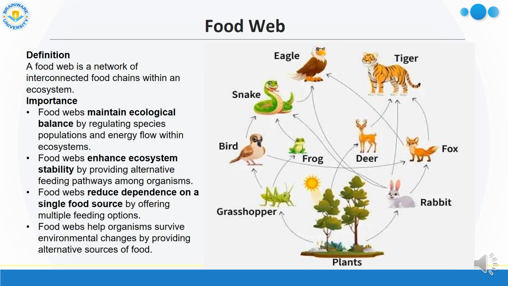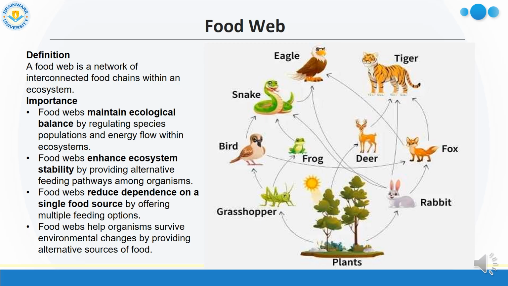Now what is the importance of food chain? Number one, importance of food chain or food web. Number one, food webs maintain ecological balance by regulating species populations and energy flow within the ecosystem. In this picture, you can see the food web. So, food web consists of a large number of food chains.